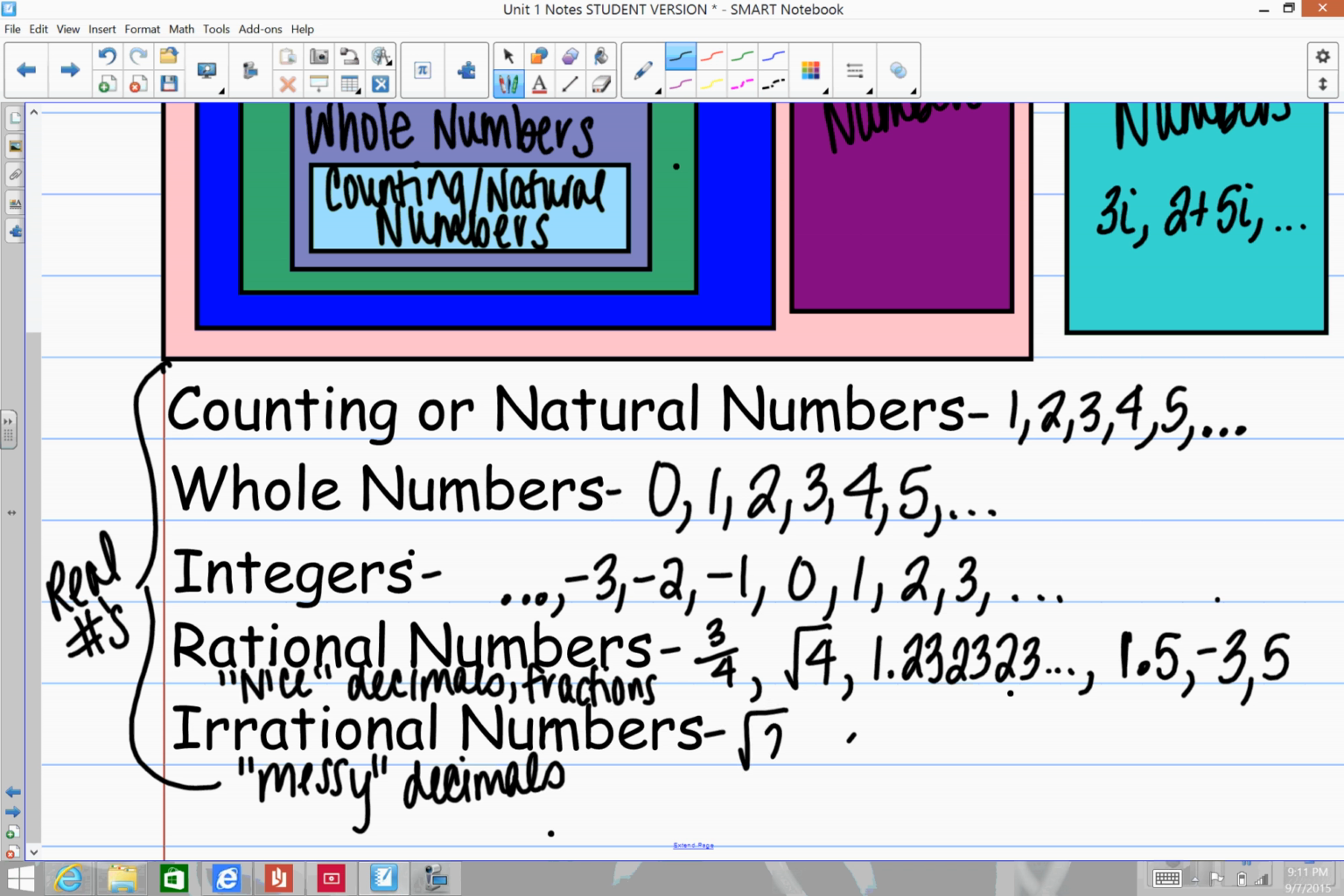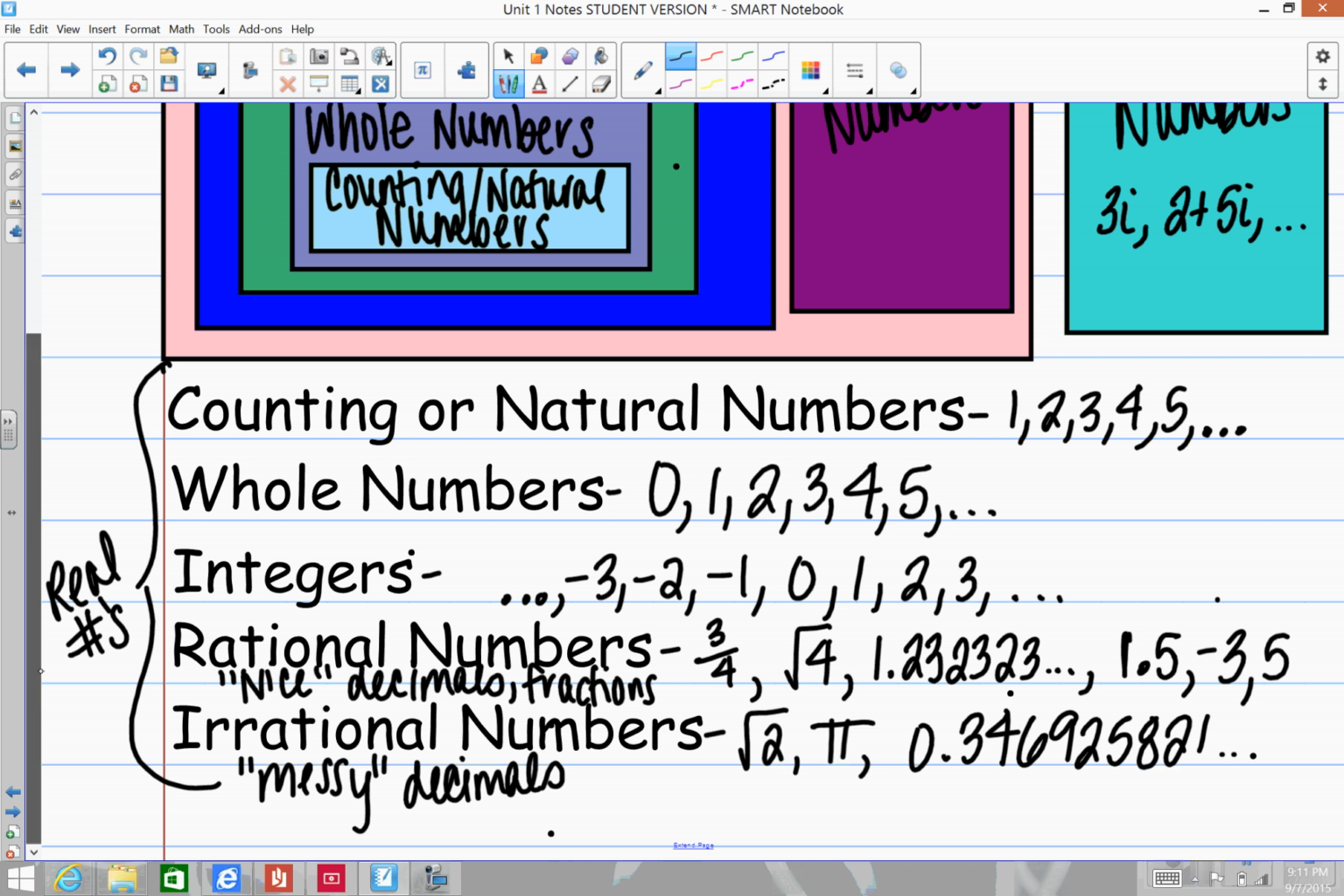So like the square root of 2, if you were to put that into a calculator, you would get a messy decimal. There wouldn't be a pattern to it. Pi. Pi is a messy decimal. There's no pattern to it. We have, let's say, 0.346925821 dot dot dot. It just keeps going. It's messy. There's no pattern. There's no way for me to describe that pattern to you. So this would be irrational. So there's some different examples.